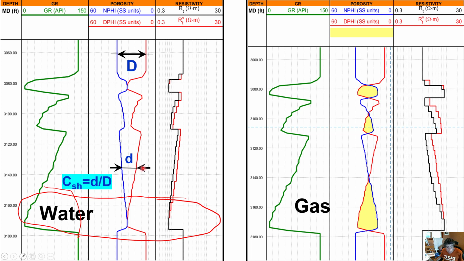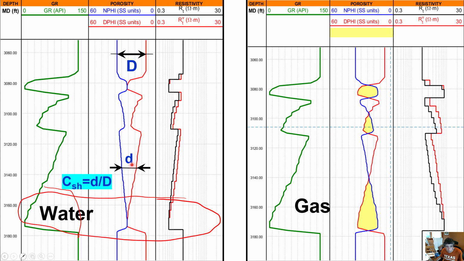It turns out that if you want to calculate the volumetric concentration of shale here, there's a magic formula that I'm going to derive in a second. Measure the discrepancy between the neutron and density logs. That's the lowercase d. Now go to the pure shale point and measure the discrepancy between the neutron and density logs. That's the capital D. To calculate the volumetric fraction of shale, you divide d by D. You see, this lowercase d will have to be smaller than the uppercase D, unless this is pure shale.